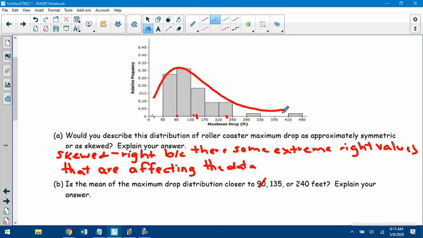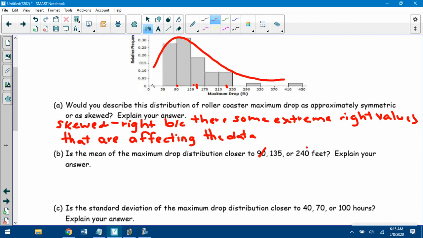So yeah, that's going to affect the data a little bit, but it's not going to move it all the way. 100 might be right in the middle of the range of the data here, but since most of the numbers are lower, the mean's going to be a little bit lower too. So this is too big. So I would say 135, and let's use our symbols. X bar is 135 because the majority of data falls around 135.